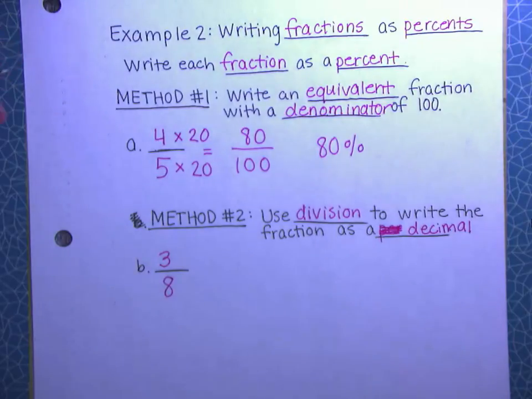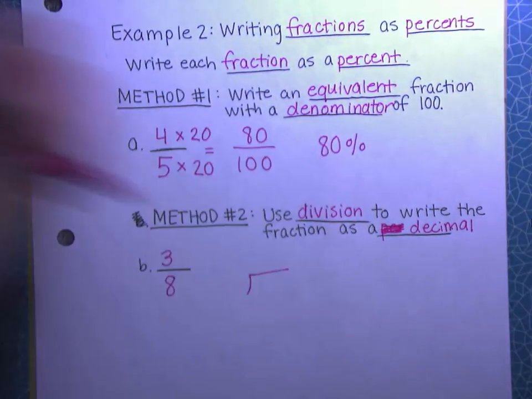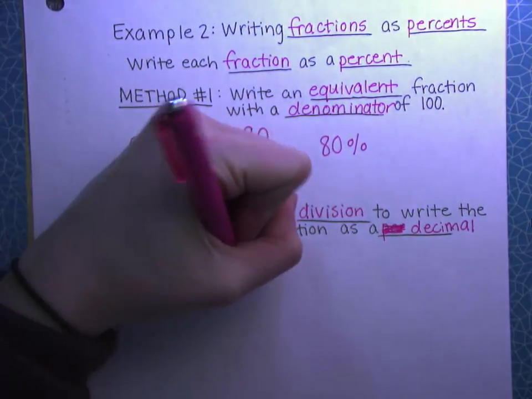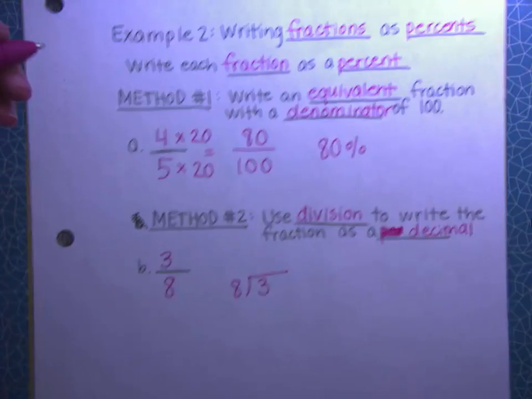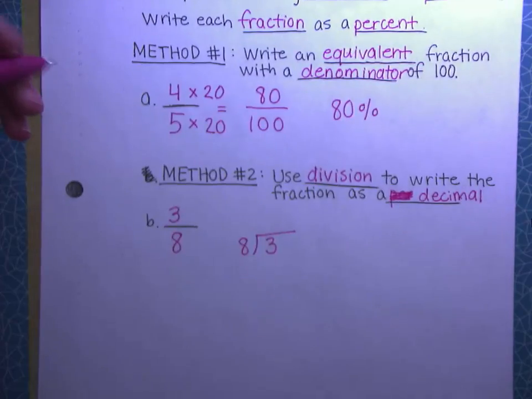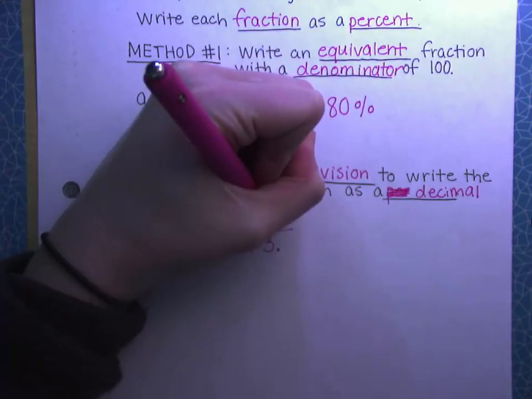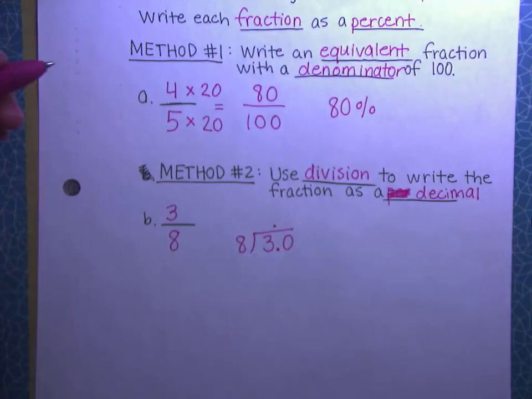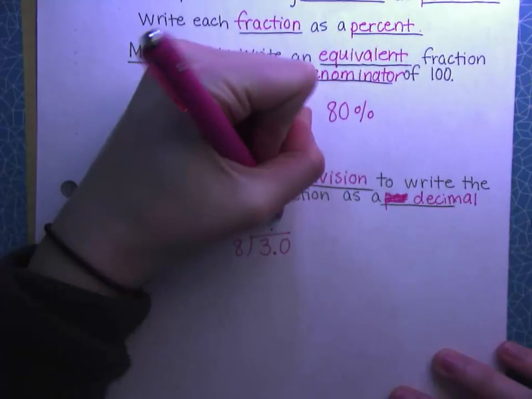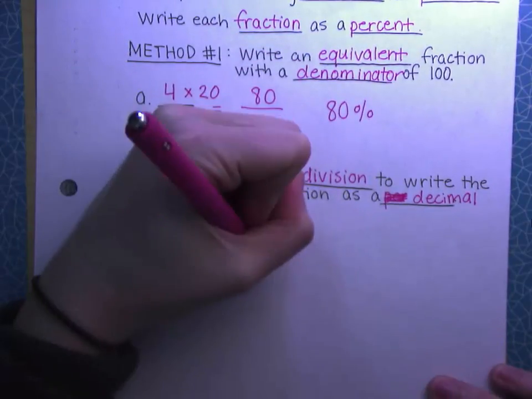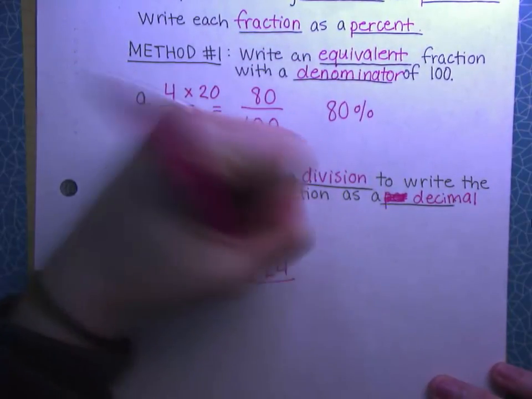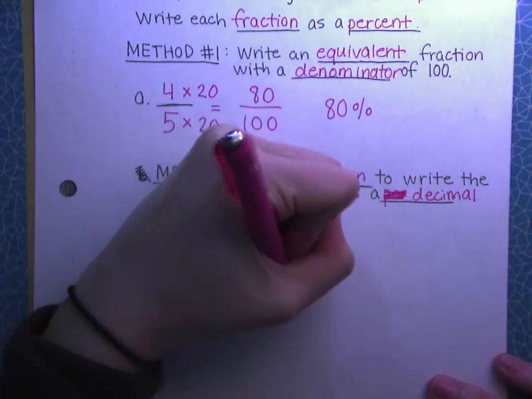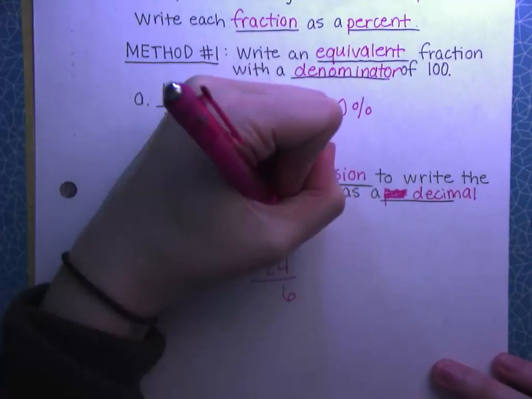Alright, so we're going to divide. So we're doing 3 divided by 8. Now 8 can't go into 3, so we need to add a decimal, add a 0, and 8 can go into 30. How many total times can 8 go into 30? I believe just 3 times. So 8 times 3 is going to give me 24, and 30 minus 24 is 6, and I need to add a 0.